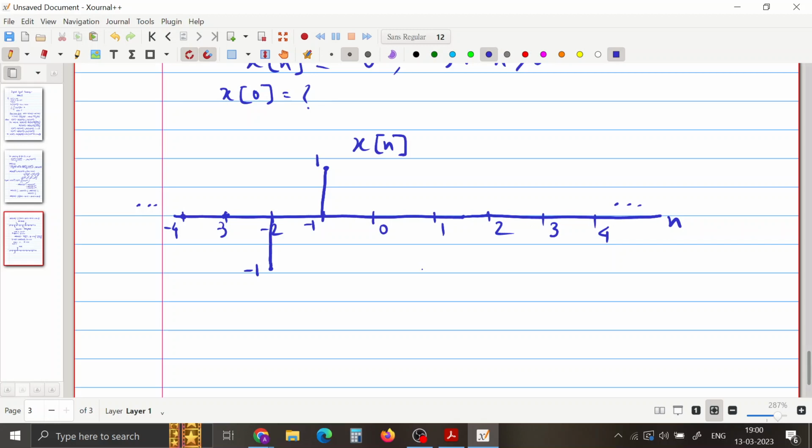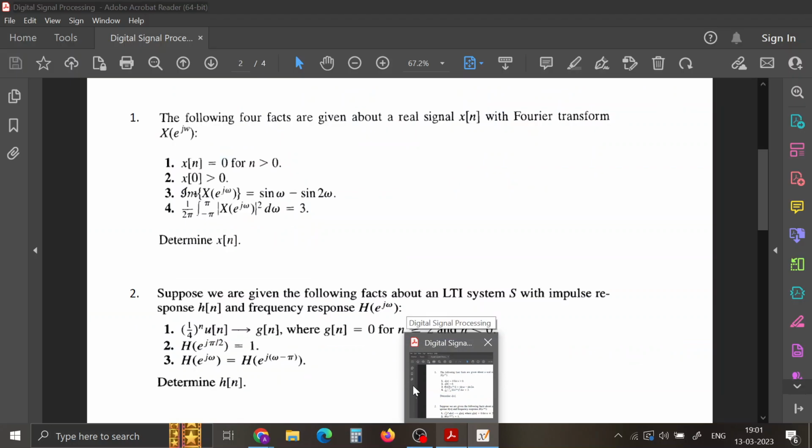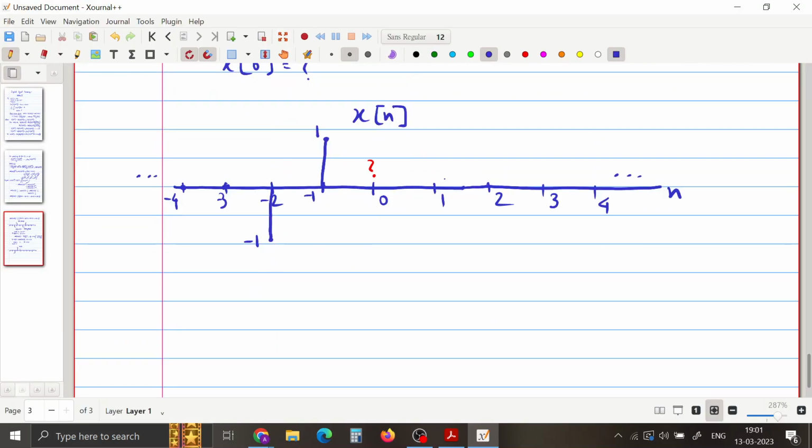Okay. But we don't know about x of 0. We still don't know about x of 0. And for positive values, x of n is simply 0. It is given again. If you check condition 1, for positive indices it is 0. So we can directly put all of them to be 0, and so on. Okay. Great.